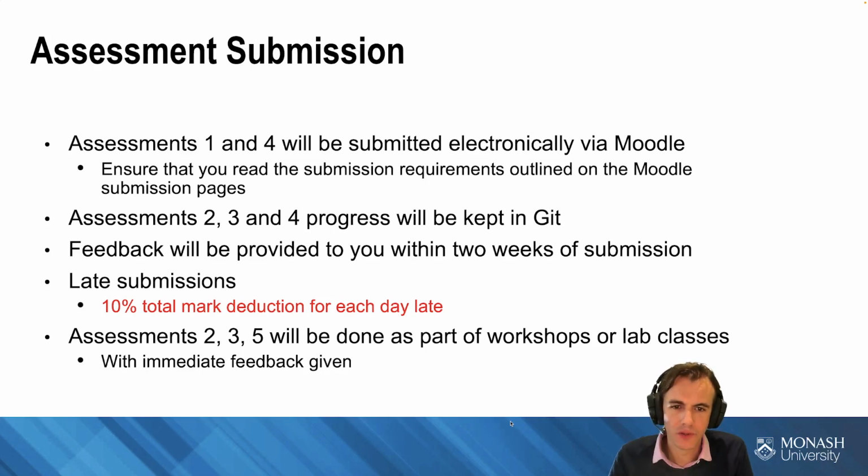For the formally submitted assessments, you'll get feedback given to you within 2 weeks of the submission. For the other assessments that are done as part of workshops or lab classes, you'll get immediate feedback. We'll talk about answers to the quizzes in workshops, and for the interviews or lab work assessment, you'll be given feedback when your demonstrator marks it. For the formal submissions, if they're done late, like is standard for the university, there's a 10% total mark deduction for each day late.